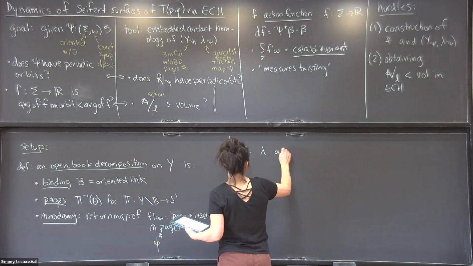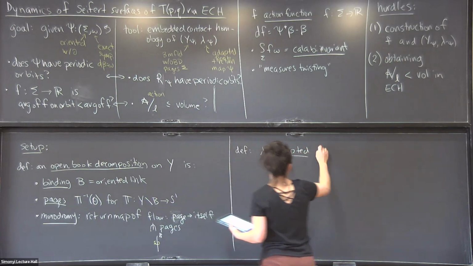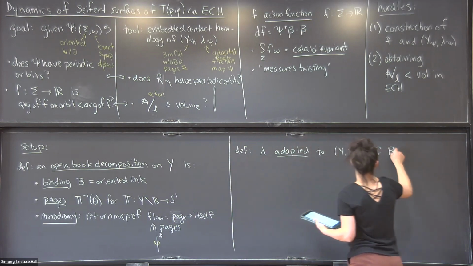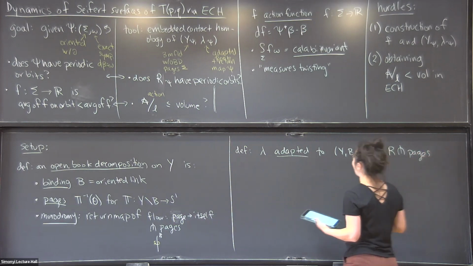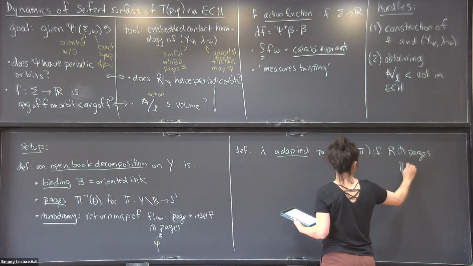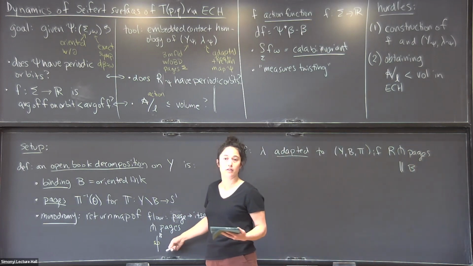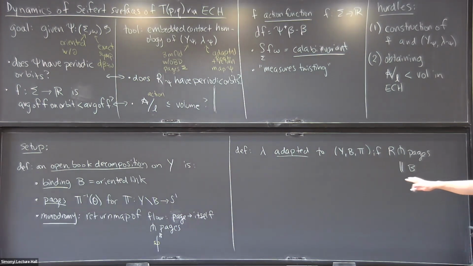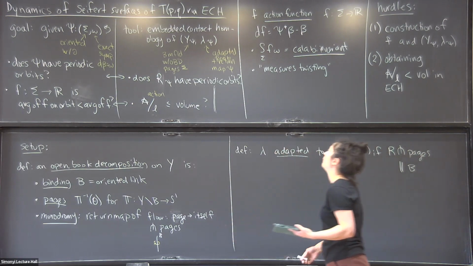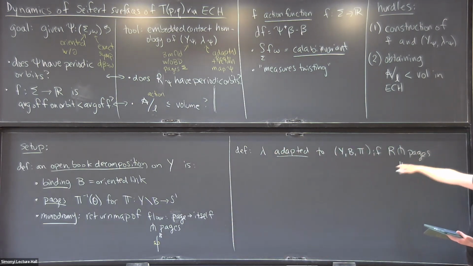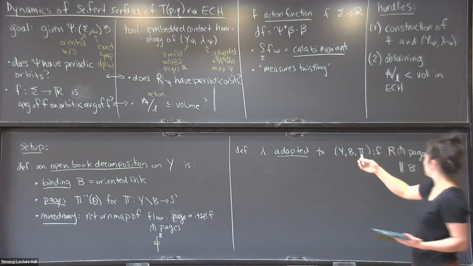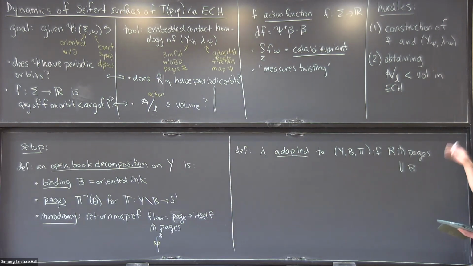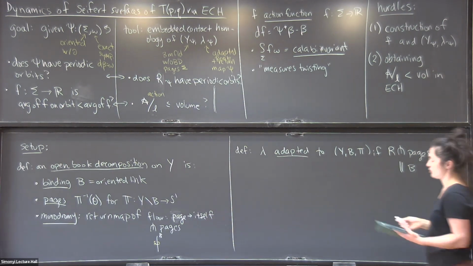So I'm going to say a contact form is adapted to an open book if the Reeb vector field is transverse to the pages and it's also parallel to the binding. So it's different than this flow. The important thing is that the open book is determined by the mapping class of the monodromy, but the contact form I put on it will have a Reeb flow that, away from the boundary, is transverse to the pages, so it'll be isotopic to this flow, but near the binding it could be doing something different. It will in fact have to be shifting the pages near the binding.